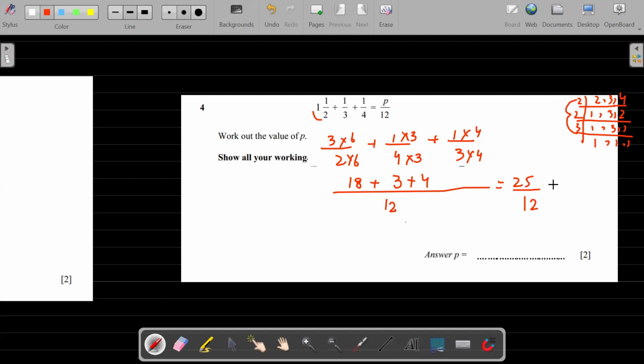Okay, now let's compare this with the right side, which is P by 12. So by comparing these two equations, my P is 25. The value of P is 25.